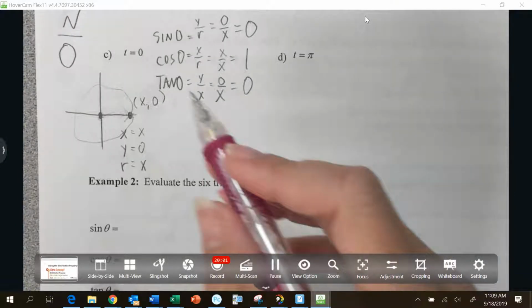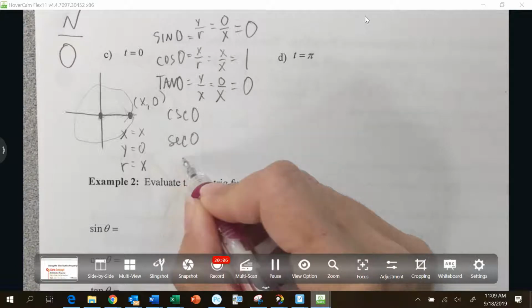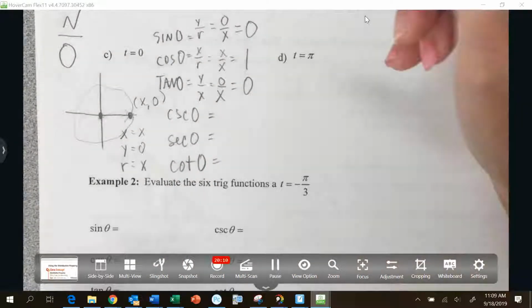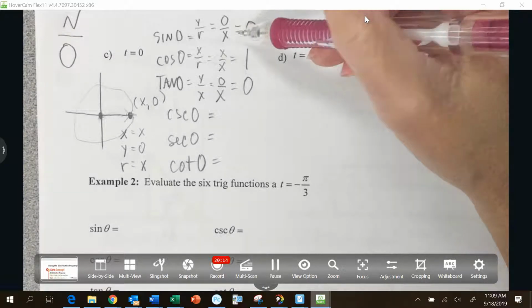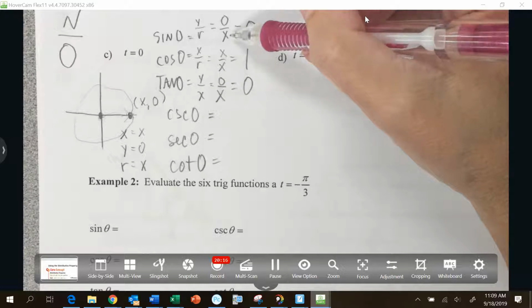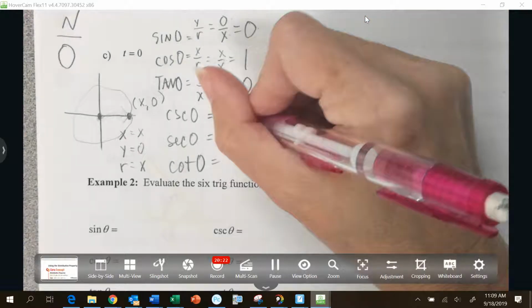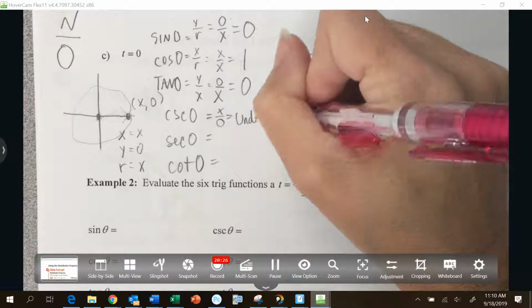Now let's flip them. Let's do cosecant, secant, and cotangent. What happens, and you can either flip 0 or you can go to the previous step. What happens when you flip y over r and you have r over y? We have x over 0. What does that mean? Undefined. And you write undefined.